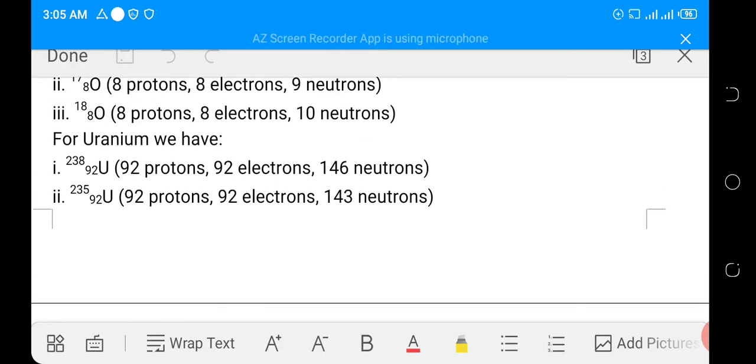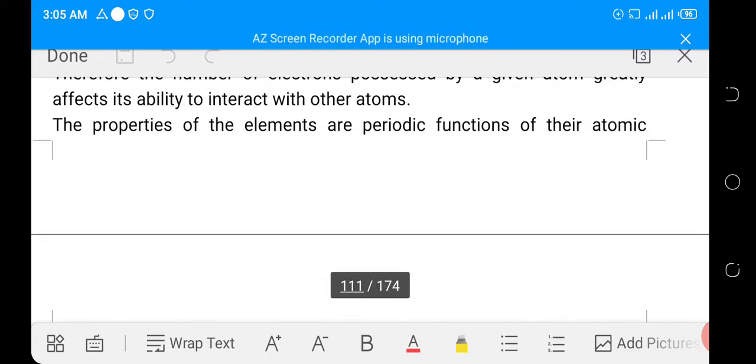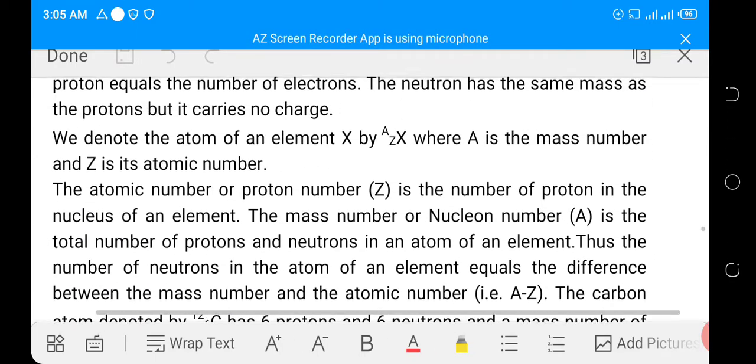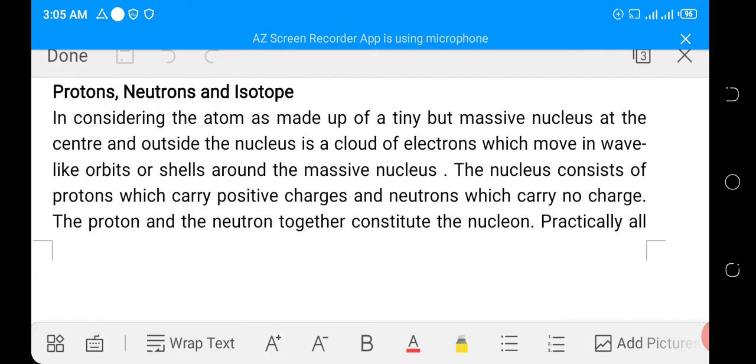So before I round everything up on this topic, let me give you a summary of all we discussed on atomic structure, the protons, neutrons, and isotopes. So far so good. We said that the electrons are moving around the nucleus in definite orbits, and the orbits are called shells and are assigned specific energy.